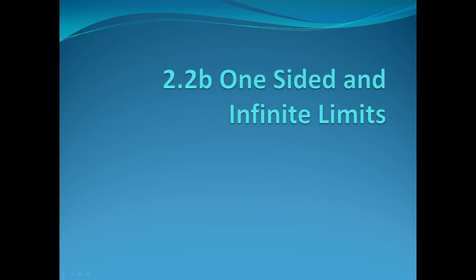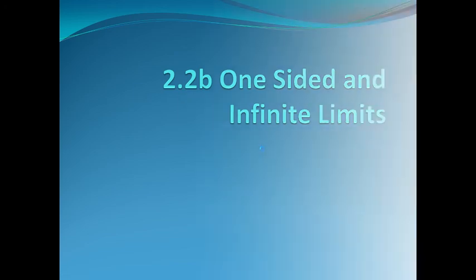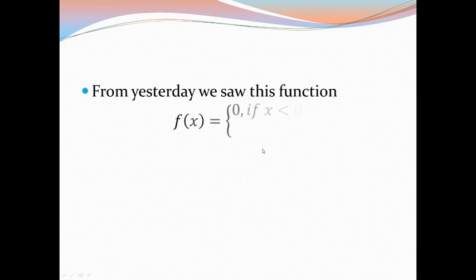Today we're going to talk about one-sided and infinite limits. These are special types of limits. The one-sided limits we kind of already talked about yesterday at the very end of class. Today we'll talk about them in a little bit more detail. Okay, let's get started. So from yesterday we saw this function. This was the Heaviside function, again quite common in engineering, and you'll see similar functions like this also in pharmaceuticals. I think one of your assignment questions dealt with it.